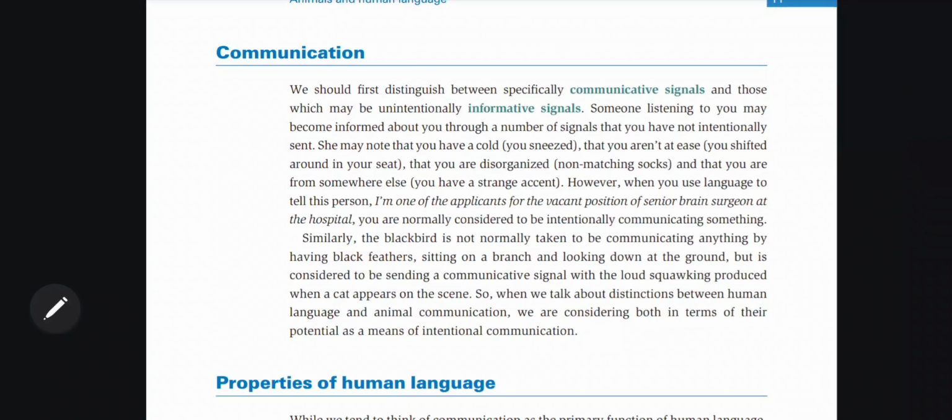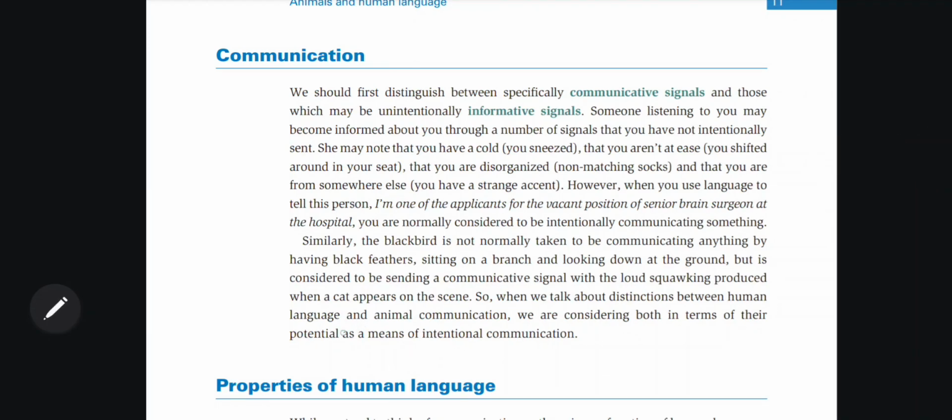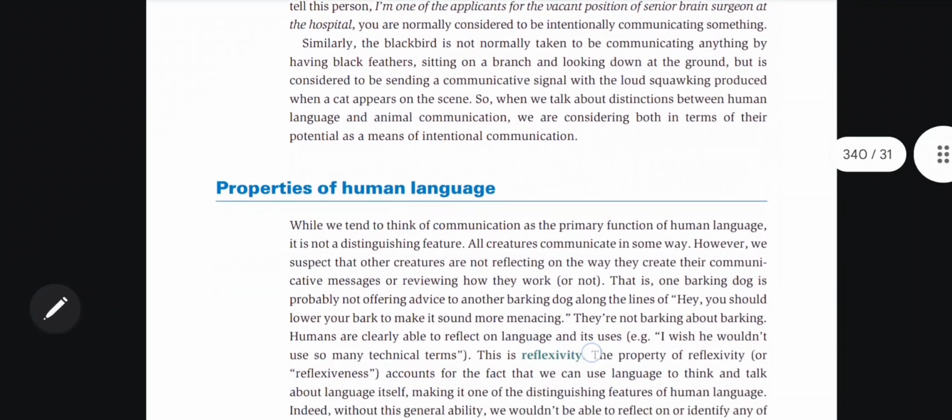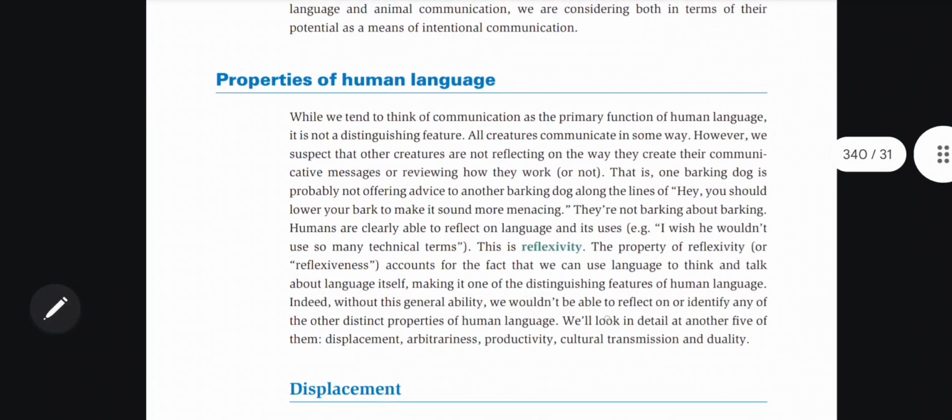So, when we're talking about distinguishing between human language and animal communication, we are considering both in terms of their potential as a means of intentional communication. So here, the author in this book is trying to take both human communication and the animal ones as intentional communication. Moving to the properties of human language.